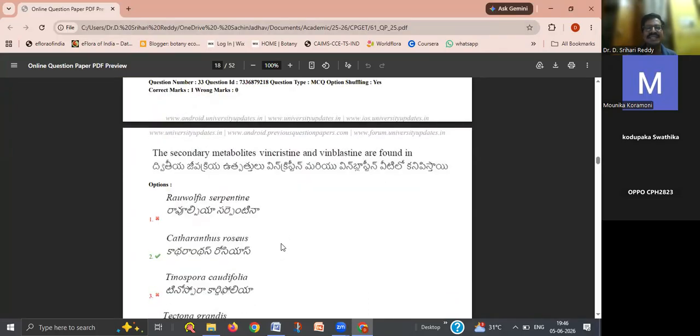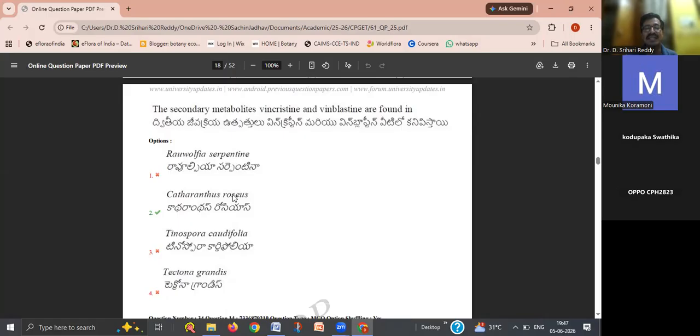So the next question is, the secondary metabolites vincristine and vinblastine are found in which plant? In which plant do we observe these two, vincristine and vinblastine? These are secondary metabolites, and these two have a lot of medicinal value. These are used as anti-cancer chemicals. In the market, there is a lot of demand for these chemicals. These two are the anti-cancer compounds. They have a lot of value. So, where are these two secondary metabolites found?